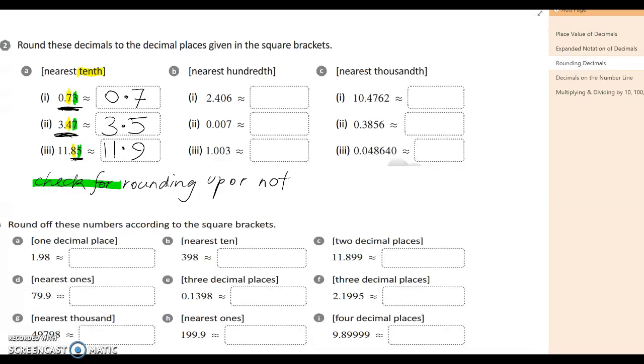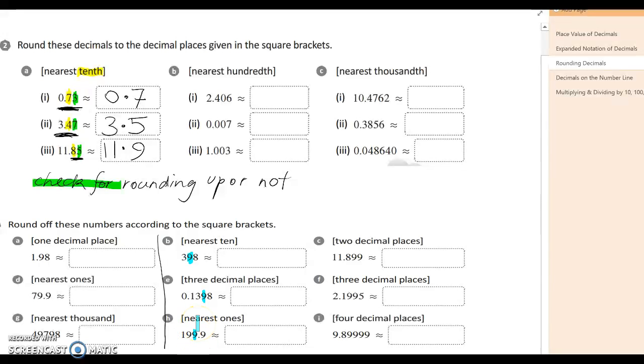I will do one over here. Number 4, round off these numbers according to the square brackets. Let's do the one in the middle here. I'm going to do this lot here. So the nearest 10. All right, so which one would be the 10? So there's the 10 there. 3 decimal places. 1, 2. There's the 3rd decimal place here. Nearest 1. Well, there's the ones or the units there.